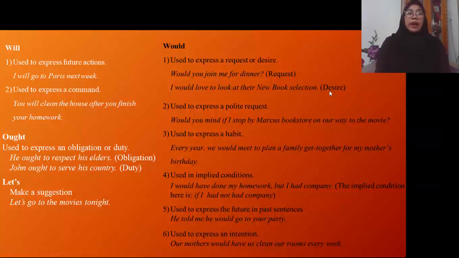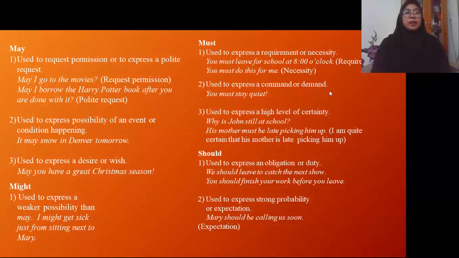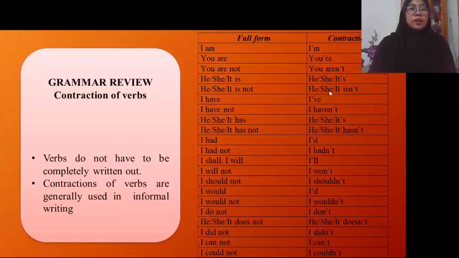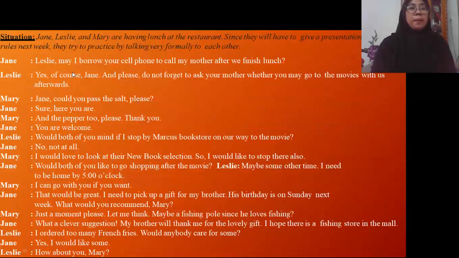And then ought to and let. "Ought to" expresses obligation or duty. Meanwhile, "let" is for suggestion. Next, may and might. "May" is for permission or a polite request. For example, the first one here: may I borrow your cell phone? This is fine for polite conversation, for polite language. Polite language can be classed as formal conversation.